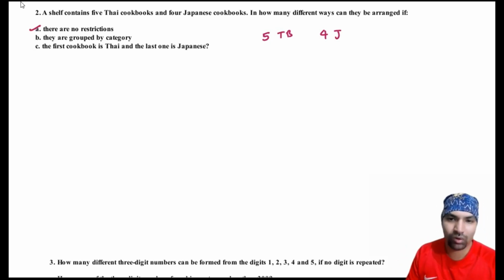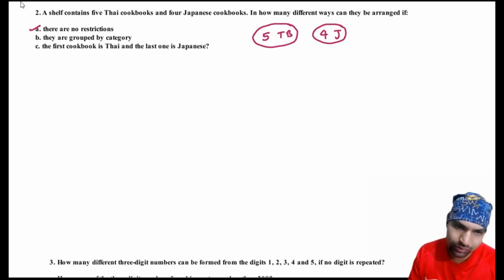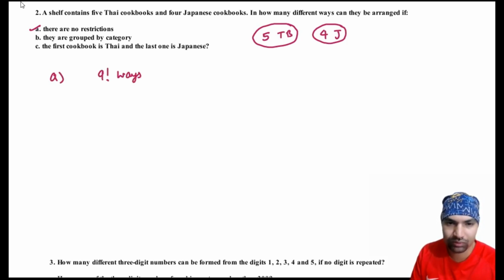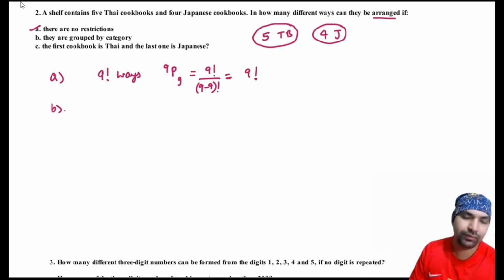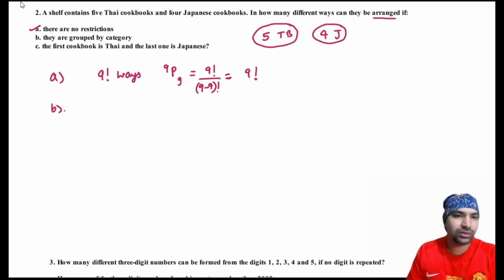Okay, so as we know, all these Thai cookbooks are different, and all these 4 Japanese books are also different. And therefore, the answer for the first one, 4 plus 5, is basically 9. So that can be arranged in 9 factorial different ways. Okay, arranged means permutation. So 9P9, actually I should write here 9P9, which is nothing but 9 factorial over (9 minus 9) factorial. And you can also apply the concept of n factorial. n factorial simply means n distinct objects which can be arranged in a line, in how many ways? That is n factorial.